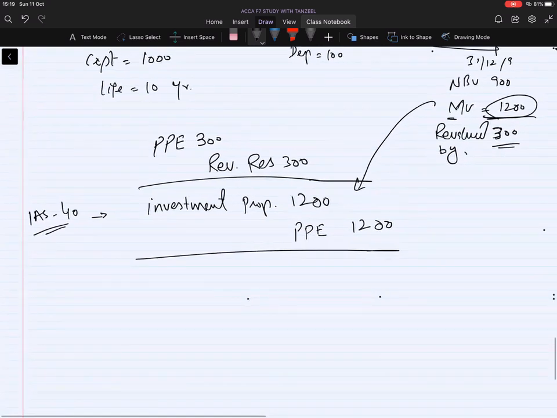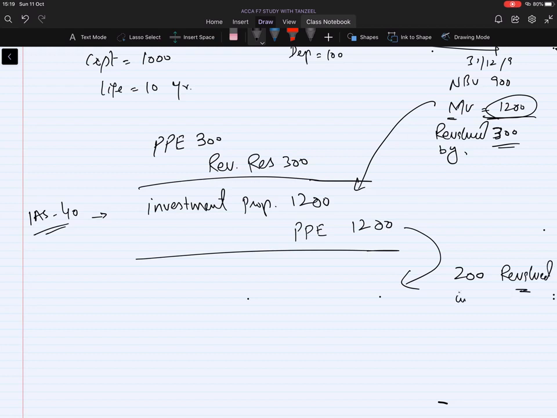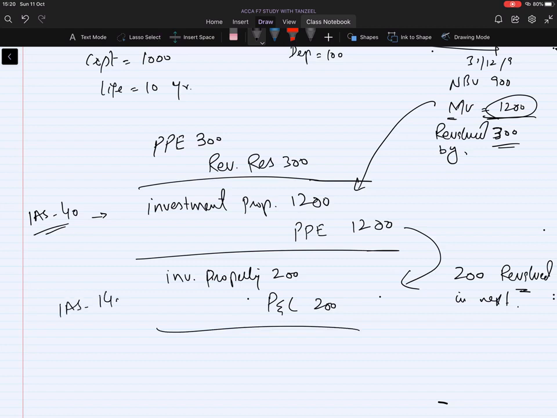Suppose after this any increase or decrease in value will be taken to profit and loss. Suppose we have 300, and after this we have a 200 revaluation, revalued by 200 in the next year. Then we will book this as investment property, we will increase investment property by 200, and we will credit profit and loss, because all the changes go to profit and loss in IAS 40. This is IAS 40.